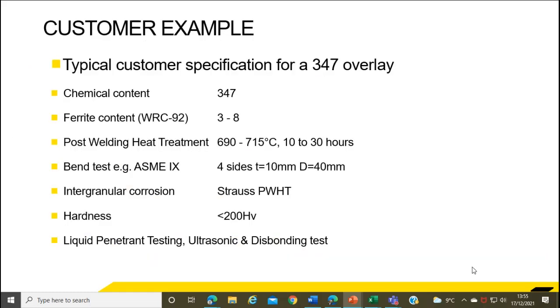A customer example of trying to achieve a 347 overlay. The requirement specification, well, this is a real example. The customer wanted a 347 overlay. It was a requirement that the ferrite content had to be between 3 and 8. Post-weld heat treatment, 690 to 715, 10 to 30 hours. It had to pass bend test, intergranular corrosion, Strauss. Had a hardness requirement, and it had to pass liquid penetrant, ultrasonic and disbonding tests.